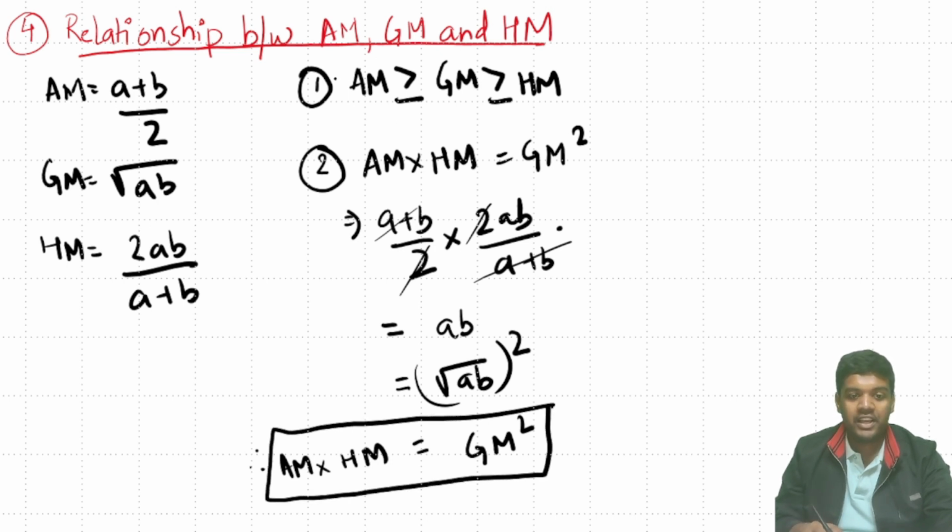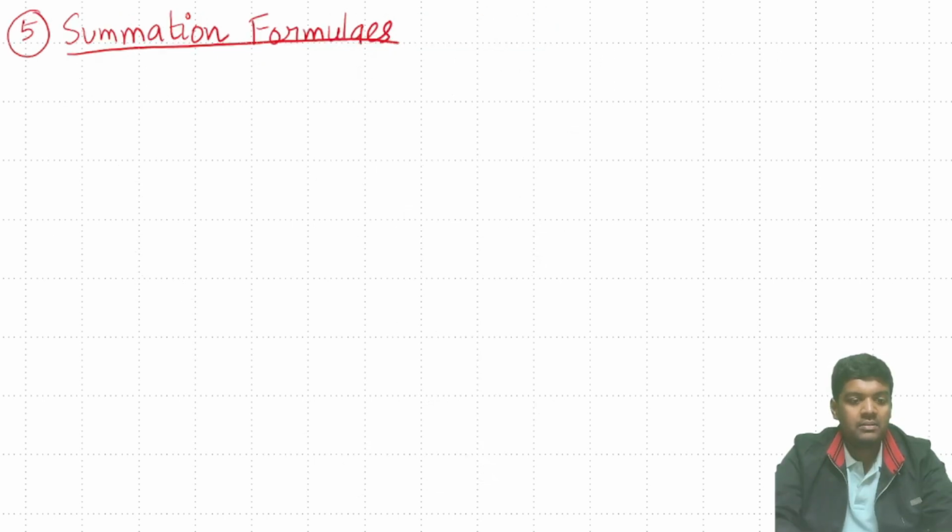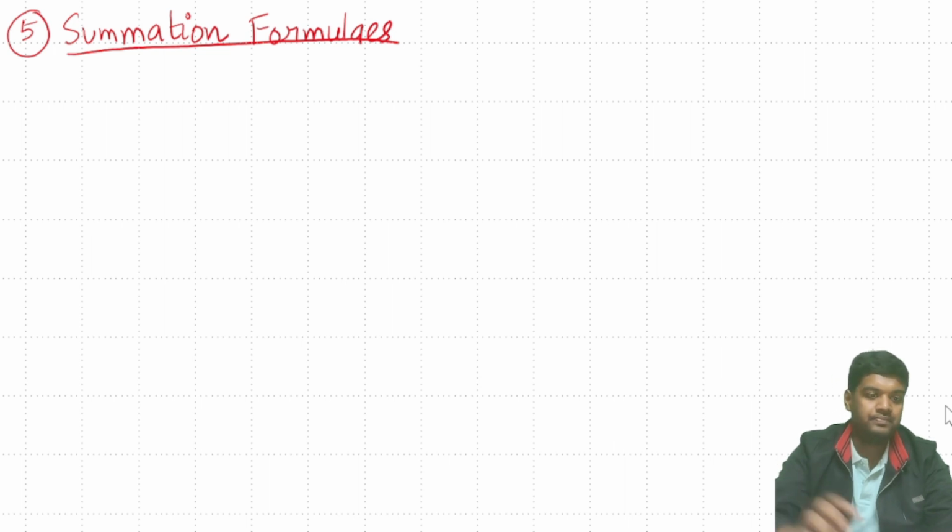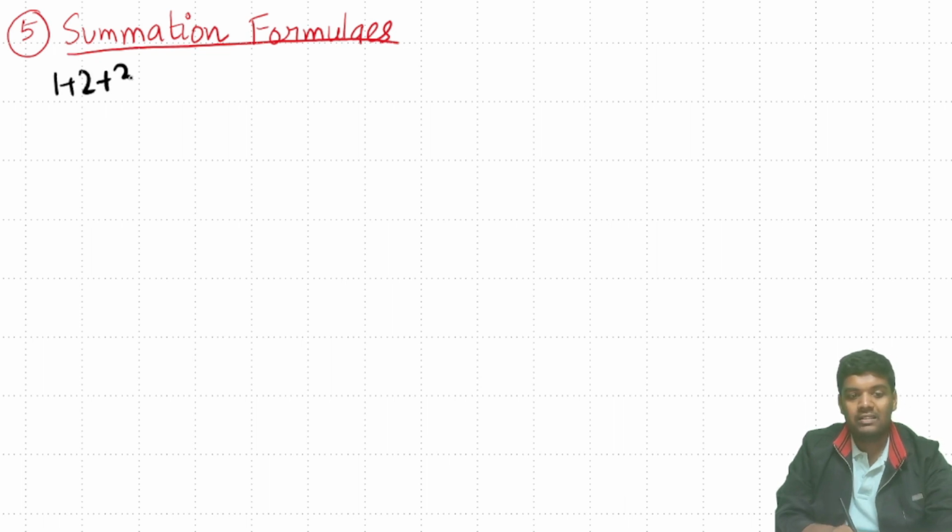The first property, AM is greater than GM, is one of the most important formulas in CAT quantitative aptitude. We will see innumerable number of applications of this formula in algebra as well. When we will be doing algebra concept video, we will see there. So there are summation formulas in progressions and series. Let's see one by one. For example, we want to find a sum of n natural numbers. 1 plus 2 plus 3 plus 4 plus dot dot dot dot dot up to n terms.